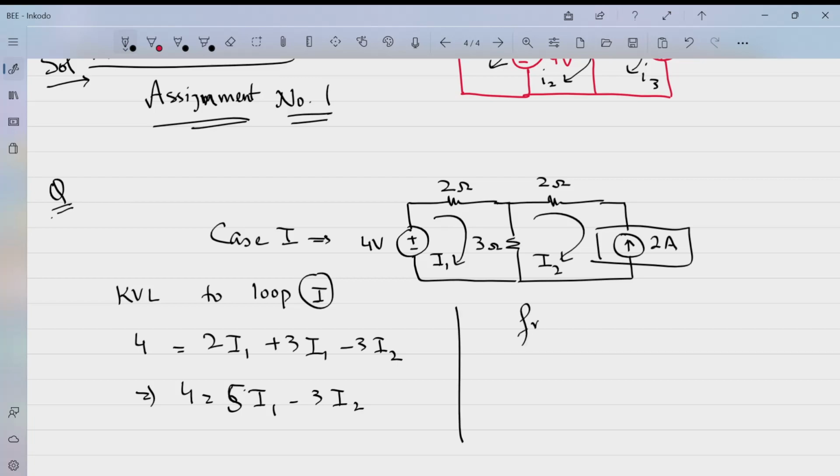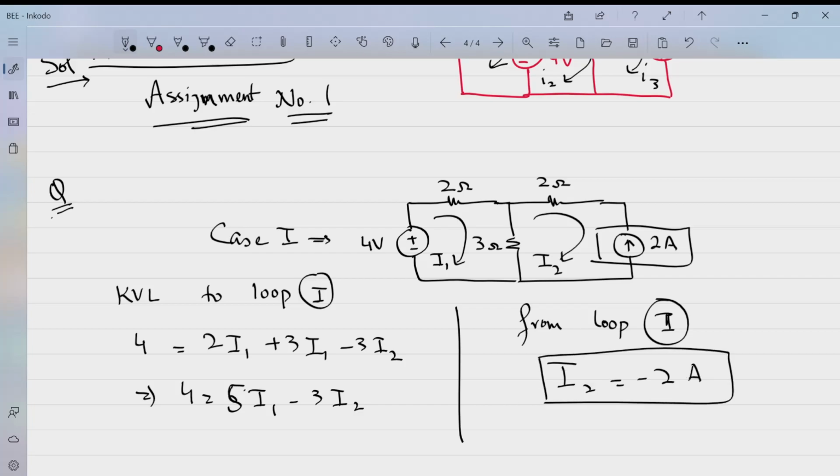From loop 2, I2 is equal to minus 2 amperes. Yes, I2 you can directly say from loop 2 is equal to minus 2 amperes. So यहाँ से जो करंट है वो एक्चुअली 2 amperes है. So if I2 is in this direction, you can directly say I2 is equal to minus 2 amperes. So you can then substitute it here and get the value of I1.